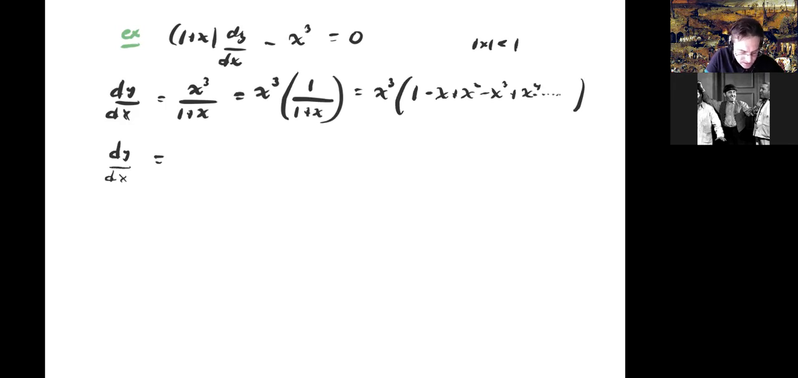Now, what is this series? It's (minus 1) to the n, x to the n, but we have to multiply it by x cubed, so it's x to the n plus 3, n goes from 0 to infinity. Okay, so now we know what it is. Now, we could just try to figure this out like I did in the last example, or we could just integrate this term by term. So integrate both sides term by term.